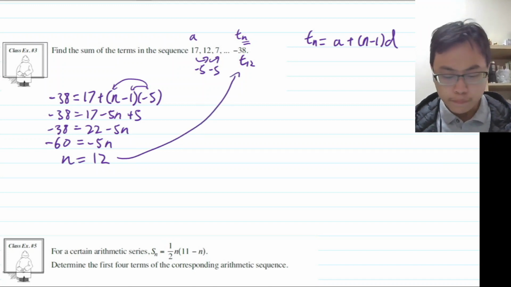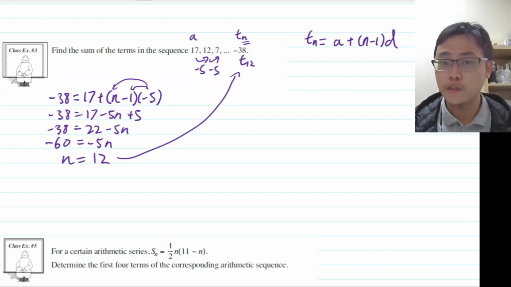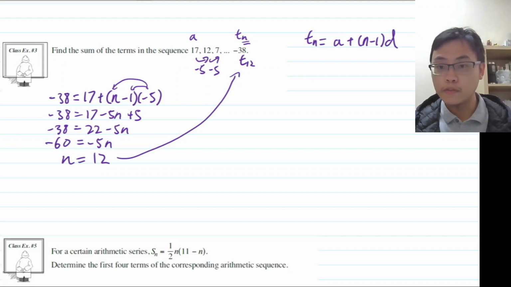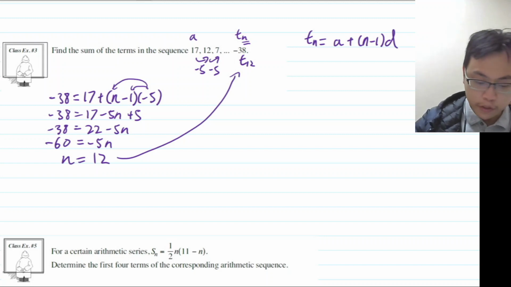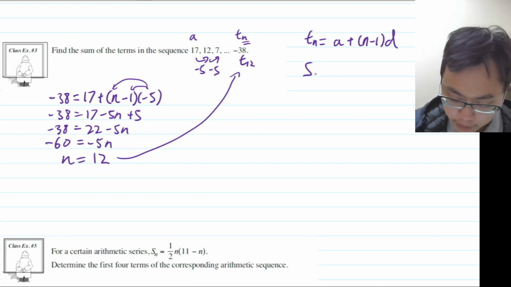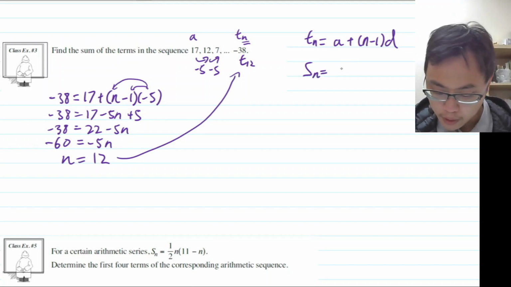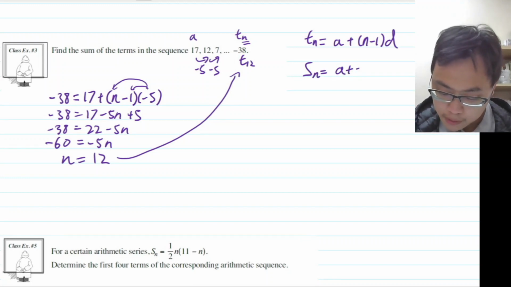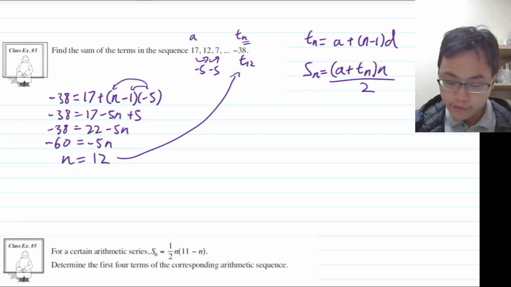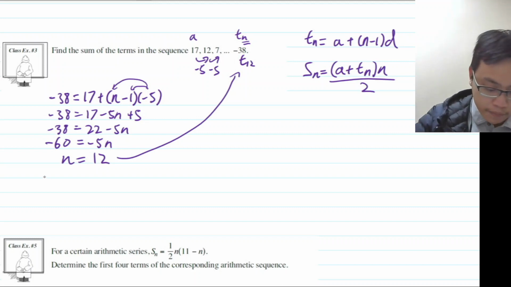Okay, so now that we know we're looking for the 12th term, we can find the sum of the 12 terms. Okay, we have all the information we need. Let me bring down the formula again. Sn is equal to A plus Tn times n divided by 2. So we have A, we have Tn, we have n, and we can find the sum.